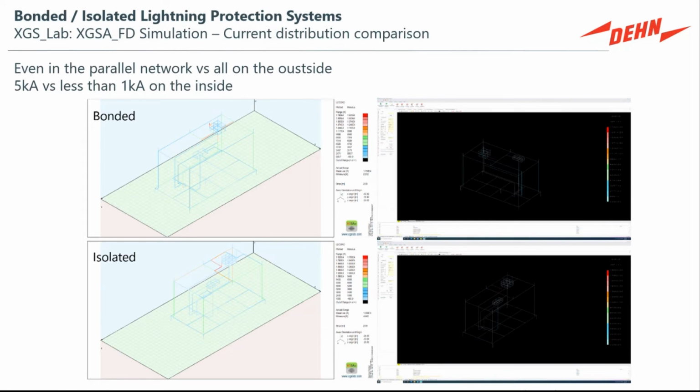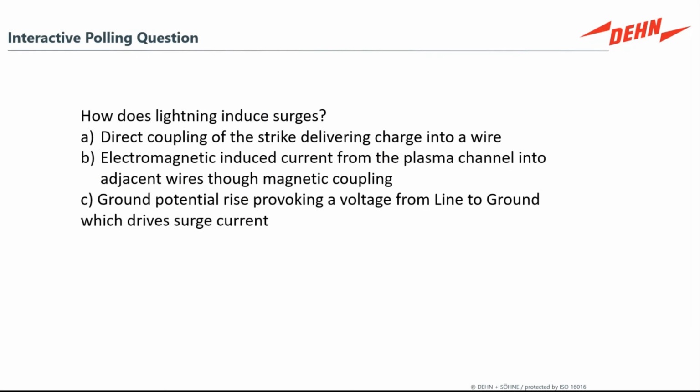These are modeling systems, and they enable us to visualize what we think is happening at the electrical panels. And this comes back to a couple of questions. How does lightning induce surges? Well, it's all of the above plus more, everything from X-rays to gamma rays. But we have direct coupling, there's electromagnetic induced coupling, and there's ground potential rise, where lightning strikes nearby and drives the ground up relative to the rest of the building.